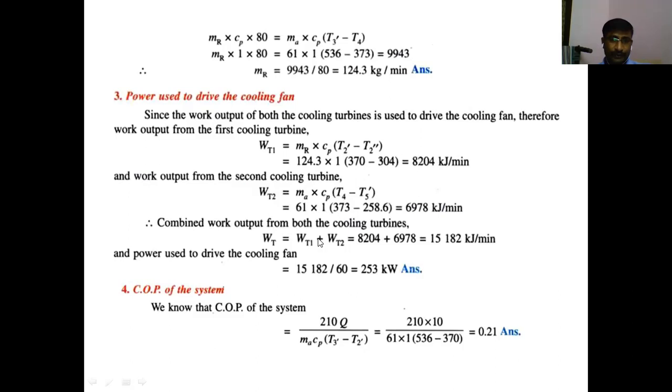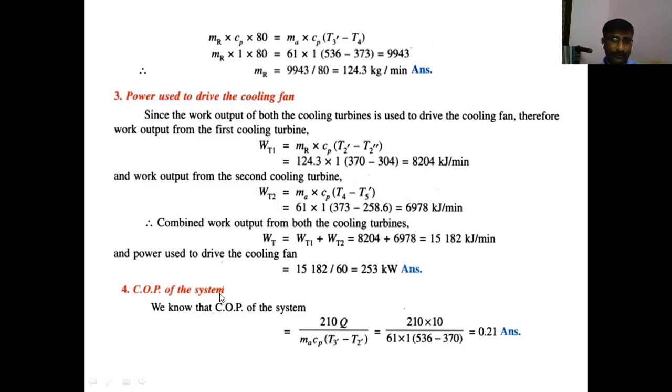Therefore, the total work output from the turbines is 8204 plus 6978, total 15,182 kilojoules every minute. This much work is utilized to drive the fan. Therefore, 15,182 divided by 60 to convert to seconds, then we will get 253 kilowatts. This much power is utilized by the fan.